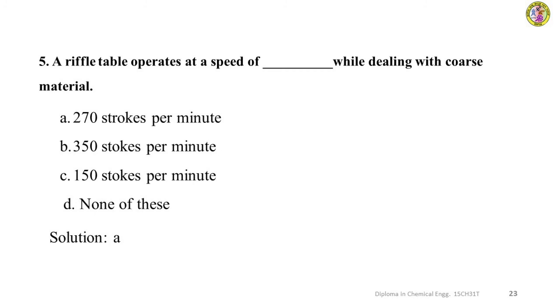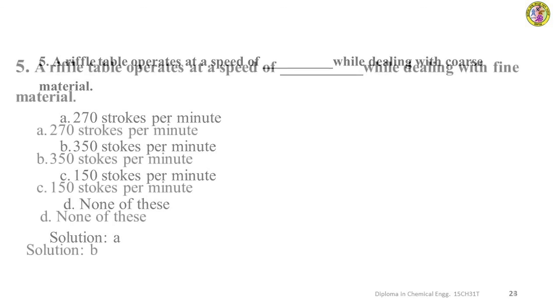A riffle table operates at a speed of dash while dealing with coarse material. So different speeds are to be used for different kinds of particles. When we are separating out the coarse particles, the table operates at a speed of 270 strokes per minute. That is, the reciprocating motion gives the strokes to the material being separated. So that is around 270 strokes per minute for coarse material separation. In case of fine material separation, the speed used is around 350 strokes per minute. So option A is the right answer for this question.